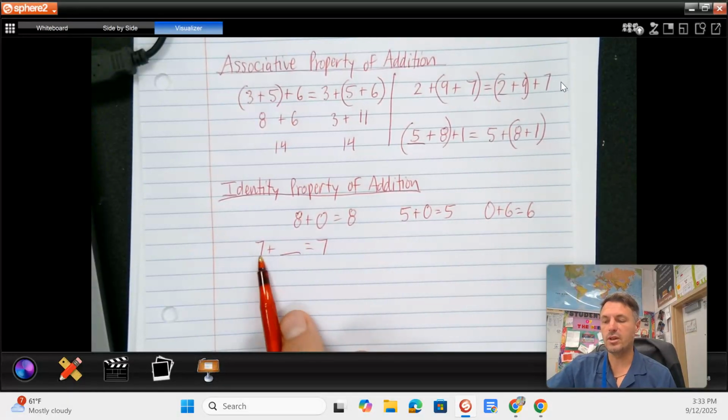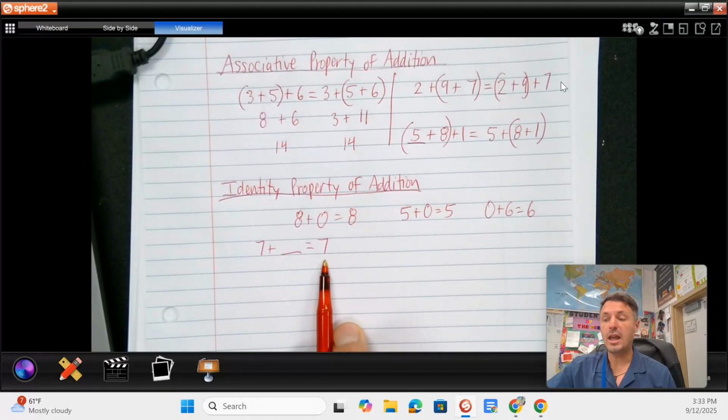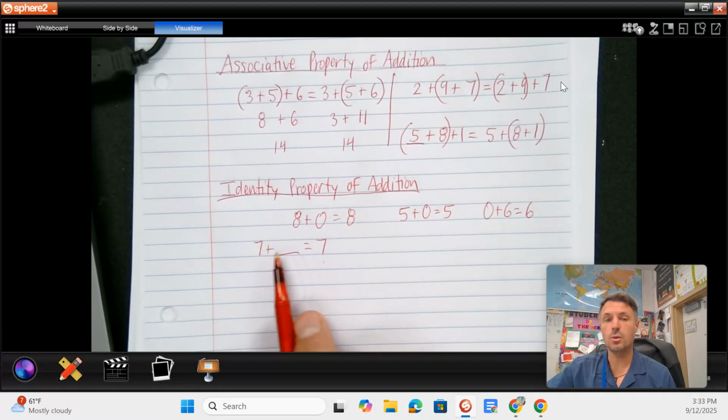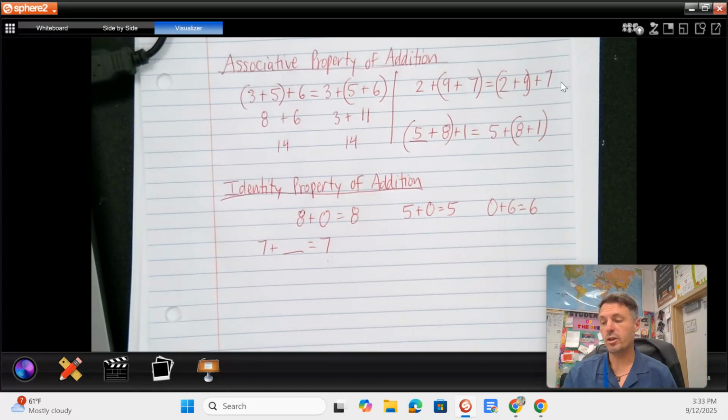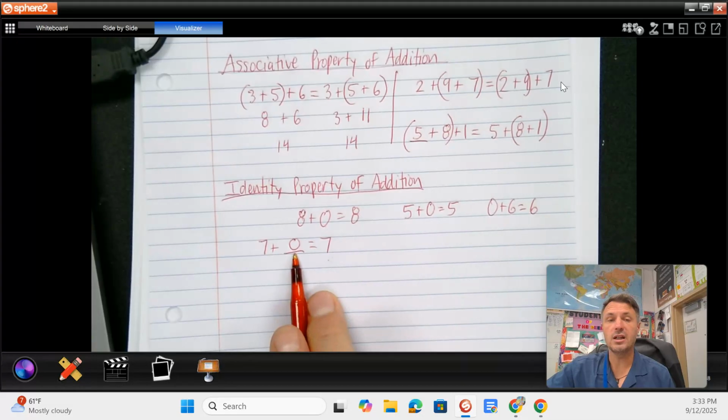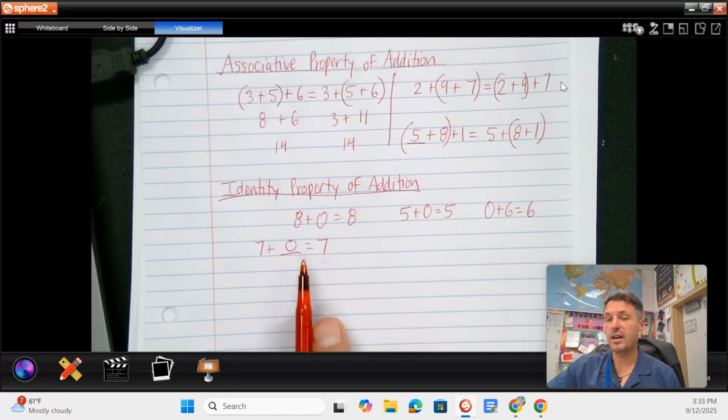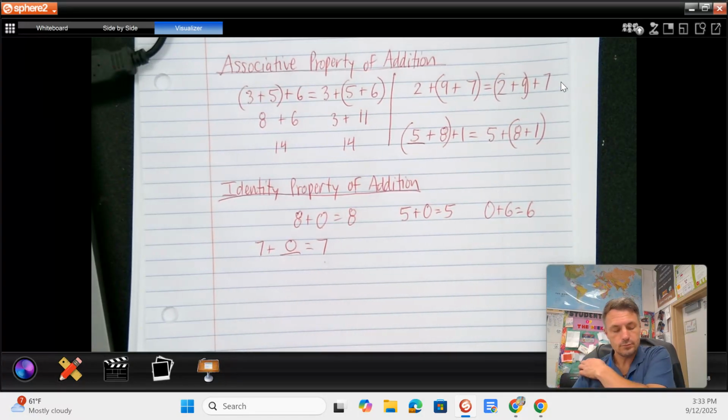Well, if there's a 7 here and a 7 here, and there's an equal sign there, then it has to be equal on both sides of the equal sign. They have to balance out, and the only way they can balance out is if this is a 0. Because if you put any other number there, it'll make the left side of the equal sign heavier. It'll make the left side of the equal sign bigger. And you can't have that. It has to be equal.